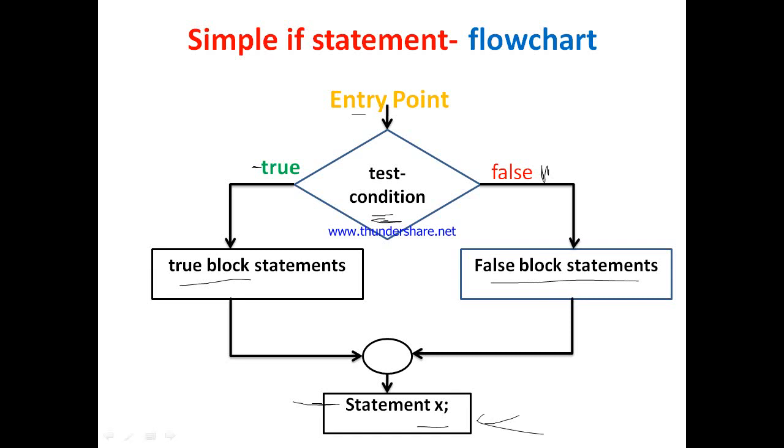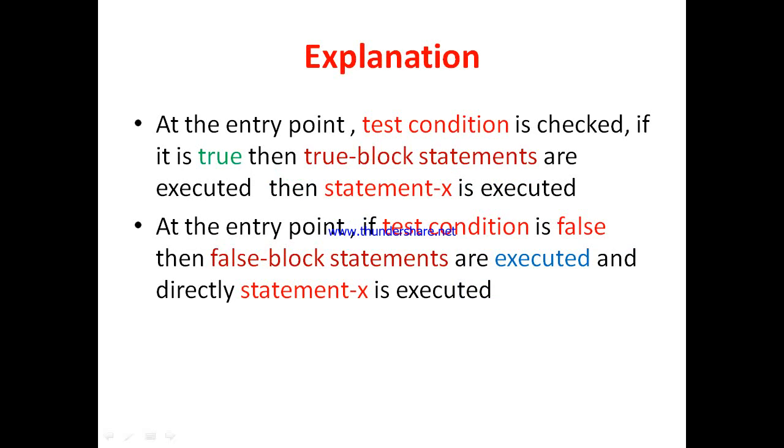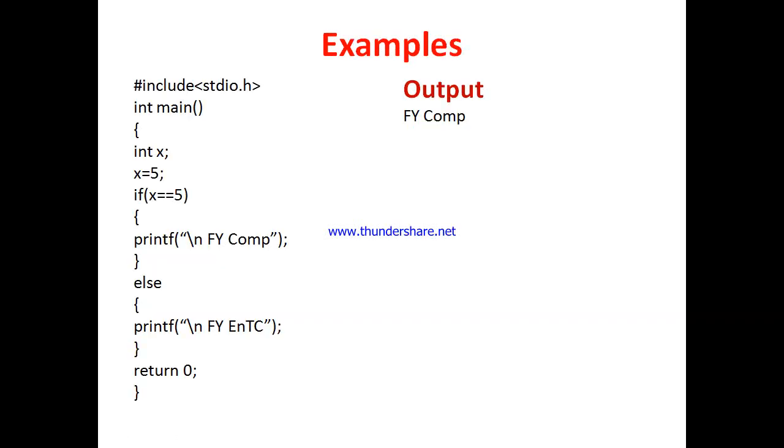Okay. Now the explanation part. At the entry point, the test condition is checked. If it is true, then true block statements are executed, and then statement X is executed. But at the entry point, if the test condition is false, then false block statements are executed, and then directly statement X is executed. Okay. Now let us see the example part.